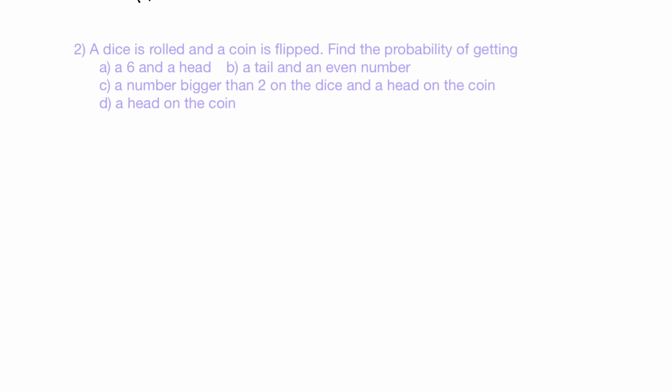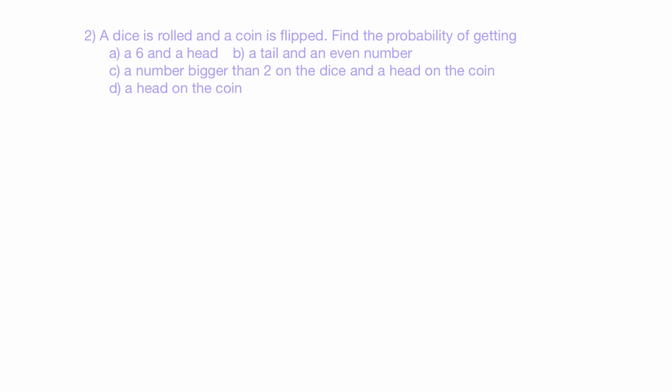All right, question 2. A dice is rolled and a coin is flipped. Find the probability of getting all those different things. So a dice is rolled. So remember, when you roll a dice, you could get a 1, 2, 3, 4, 5, or a 6, and they've all got equal chance. Okay? Now, what we're going to look at for this one is called a probability tree. Okay? So what we do is we start here and we say these are the things that could happen to start with.